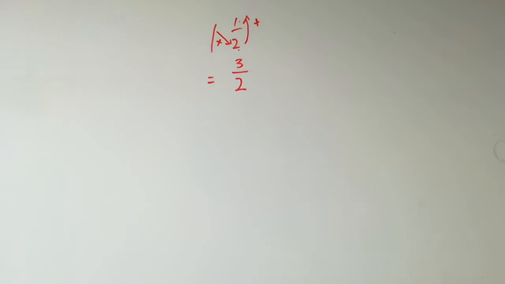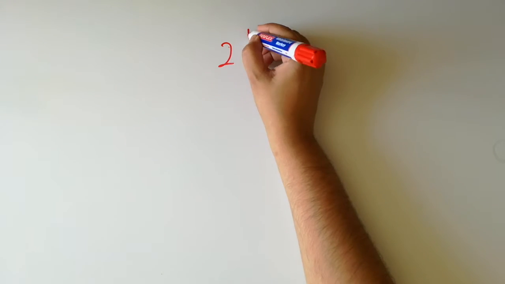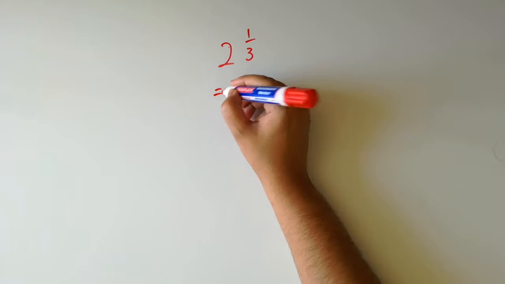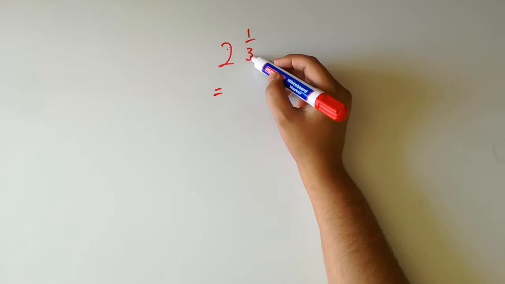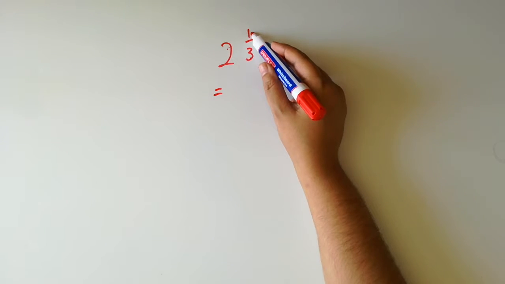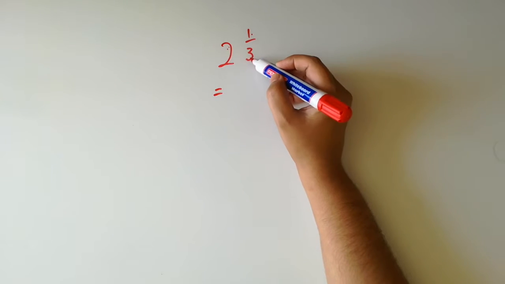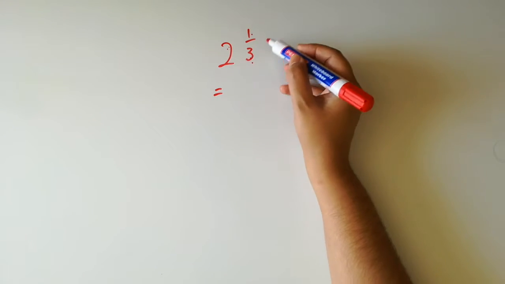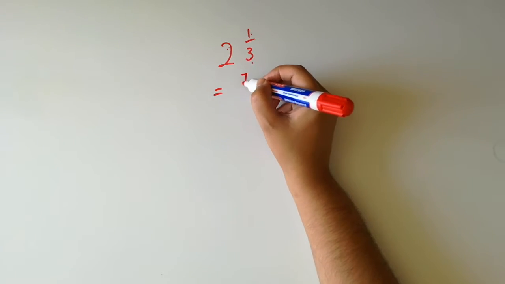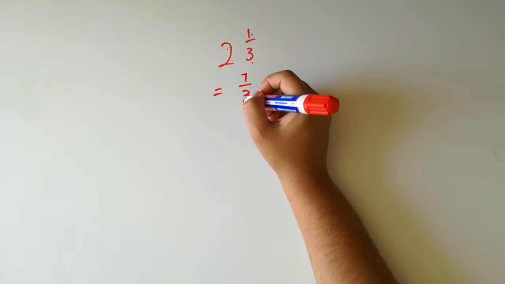Let's do a few more examples. Let's say I have the mixed number 2 and 1 over 3. So I'm going to say 2 times 3, and then I'm going to add 1. So 2 times 3 is 6, plus 1 is 7 over 3.